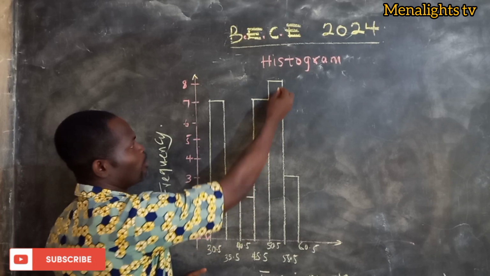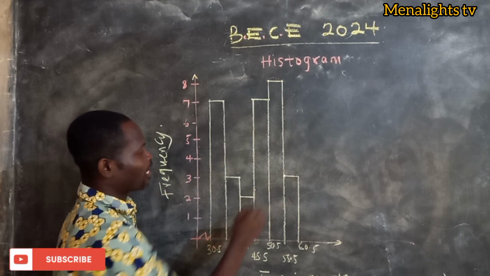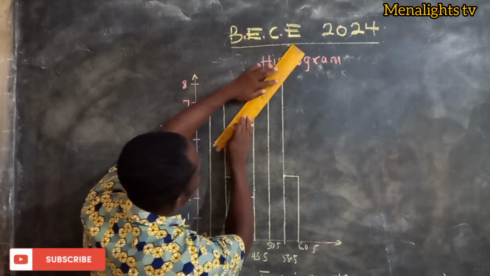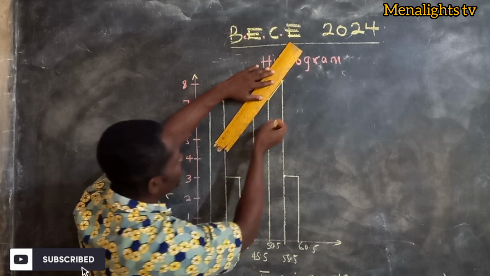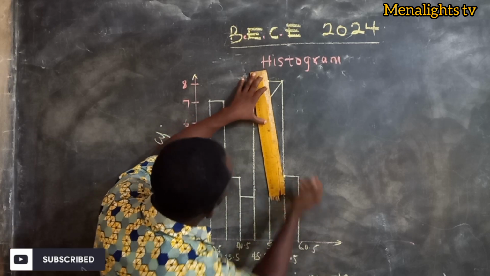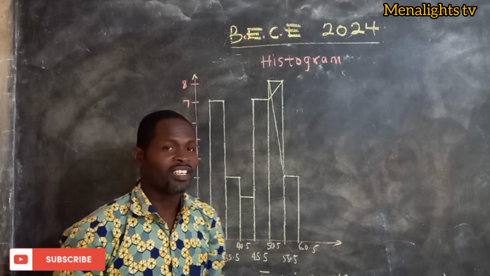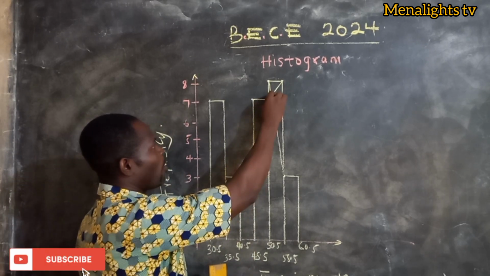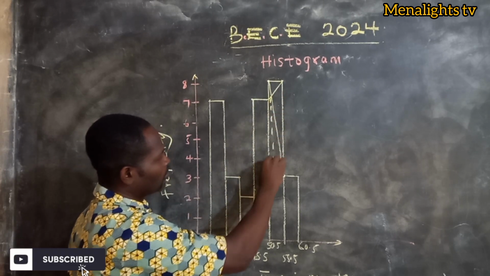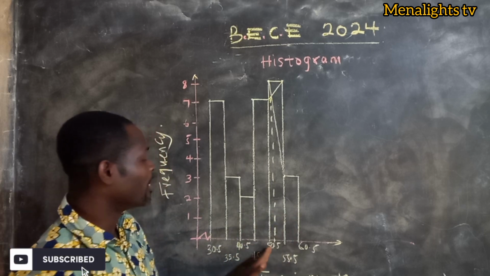So what we have to do is what? We join from here to this point and then join from this point to this one as well before you can estimate the mode. So we join from this point to this one, do it nicely. Then we also join from here to this one as well. Once we do it beautifully like this, the next step is what? This is where our mode is located. So we have to trace it down, and then read the minute on which it has landed.